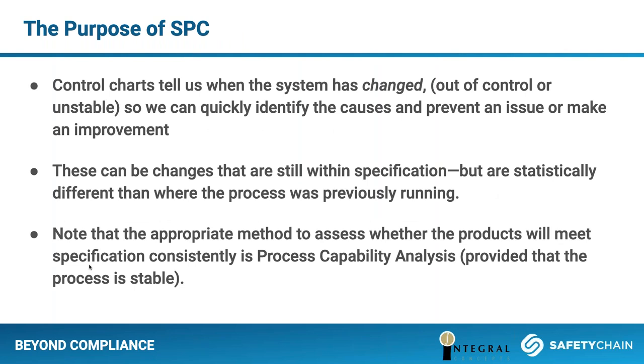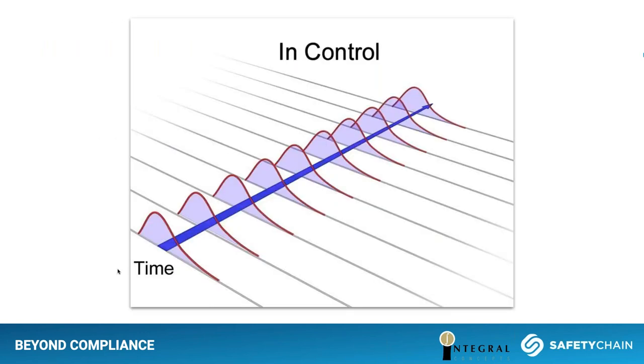So the purpose of SPC is to let us know when things have changed statistically so that we can figure out whether it was a change for the better or for the worse, and we can learn what affects our processes. It might be that the changes are still within spec, but because they're statistically different, our products will perform differently, and it might actually be noticeable. And then note that the appropriate method to assess whether products will meet spec is not SPC. If we're interested in figuring out what proportion of our products meet spec, that's a different toolbox called process capability analysis. So we'll talk about that shortly.